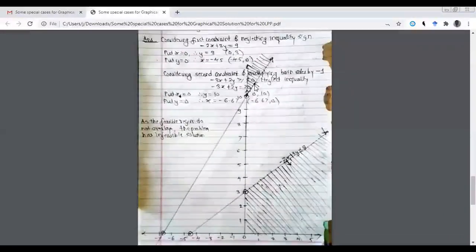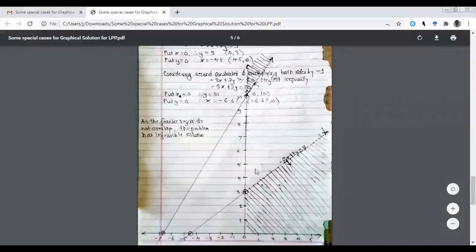Now, if I have to find out what the feasible region is, here the feasible region is not actually available. The hashed portion I have marked here is only with respect to that particular constraint line, right? So there is no overlapping of the feasible regions of these two constraint lines. As the feasible regions do not overlap, the problem has an infeasible solution. That is very, very important.